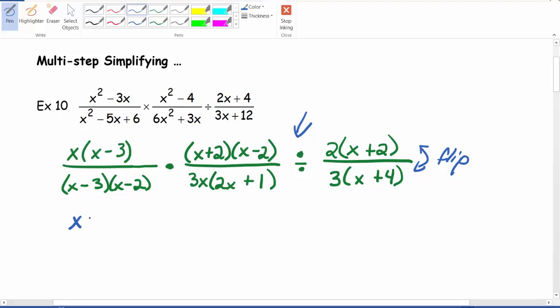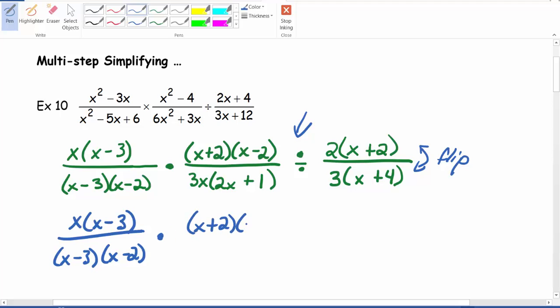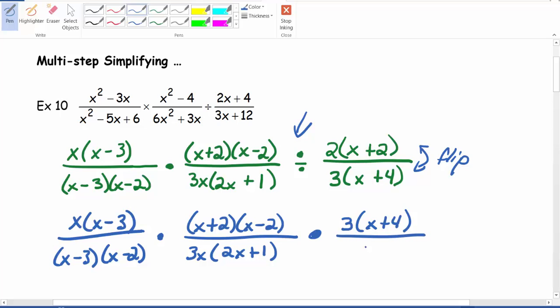So we have x times x minus 3 divided by x minus 3 times x minus 2, times x plus 2 times x minus 2, divided by 3x times 2x plus 1. And again, we're going to change this to a multiplication and flip this rational expression. So we have the 3 times the x plus 4 on top now. And on the bottom we have our 2 times x plus 2.